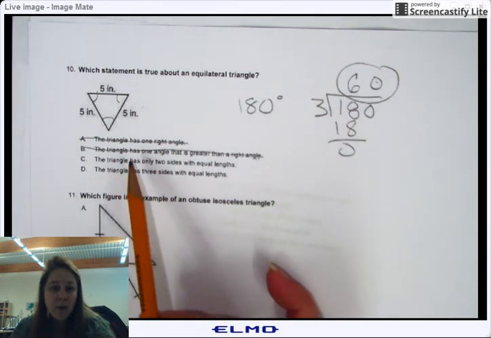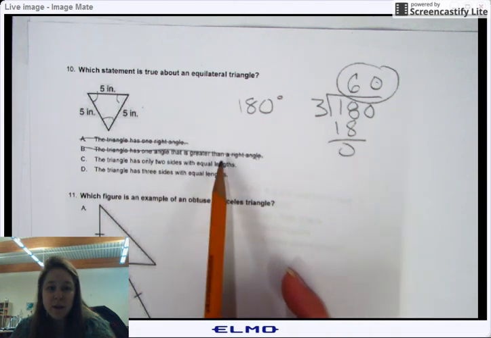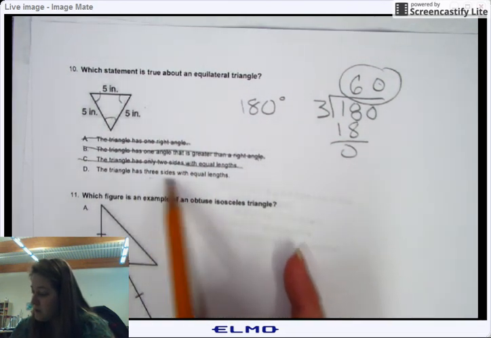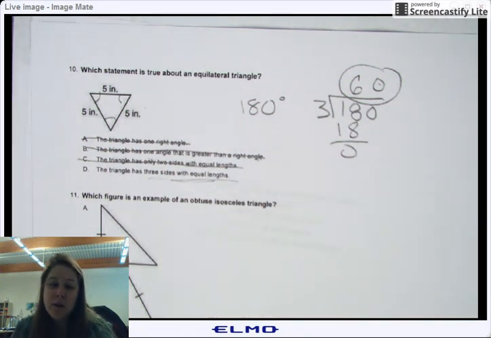Okay, a triangle has 2 sides that are equal lengths, not for an equilateral. And the triangle has 3 sides with equal lengths. So your answer is D.